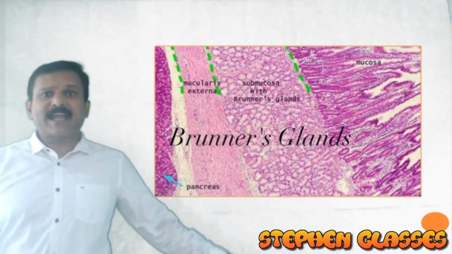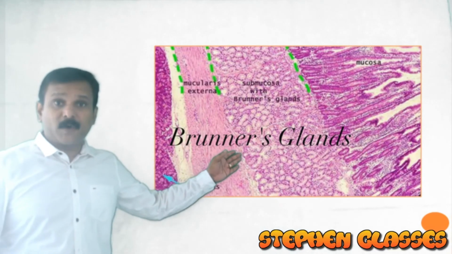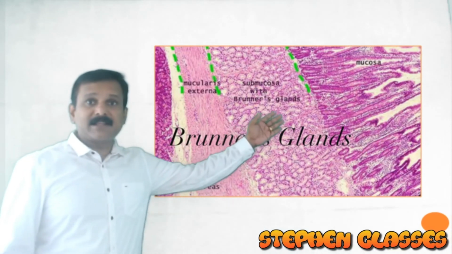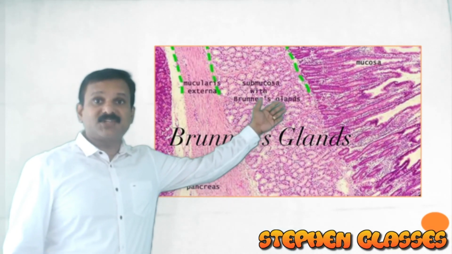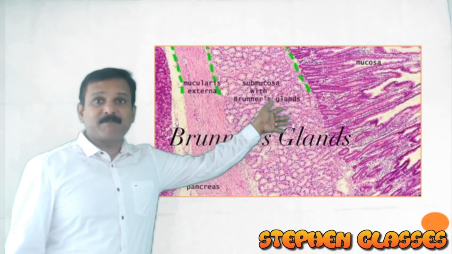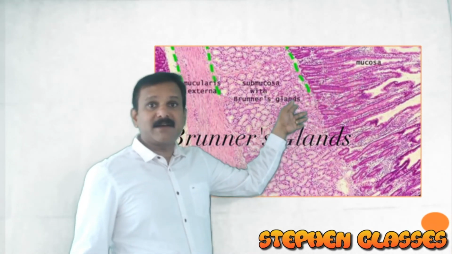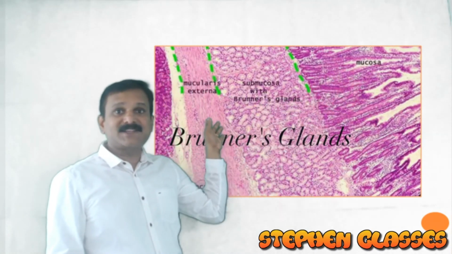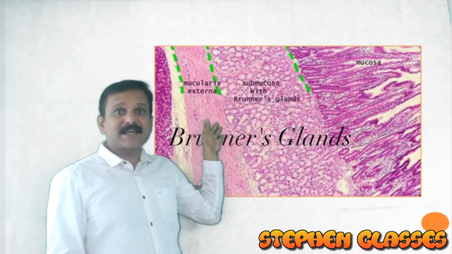In this picture, you can see the Brunner's glands or duodenal glands. They are located in the submucosa region. It is written over here. It is in the submucosa region. Okay, this is the mucosa layer. This is the submucosa layer. Okay, and this is muscularis externa with longitudinal and circular muscles.